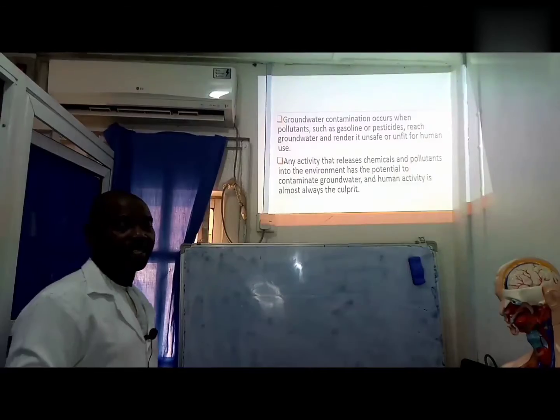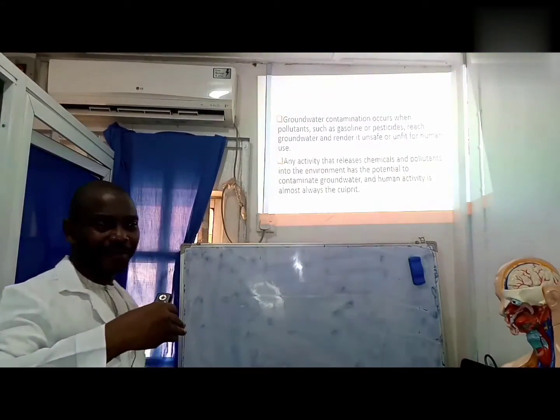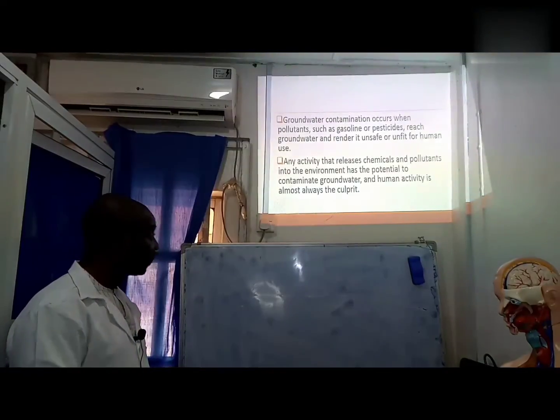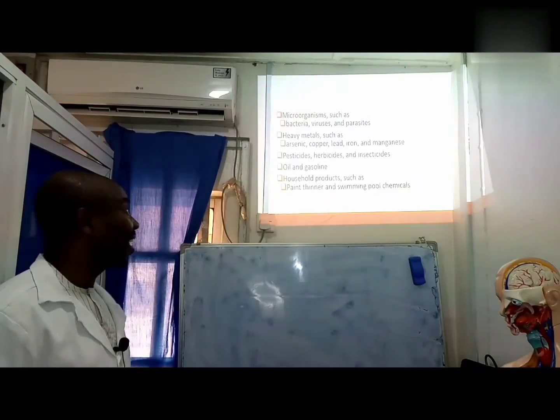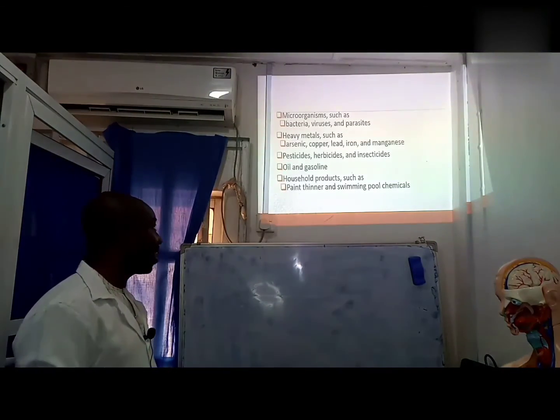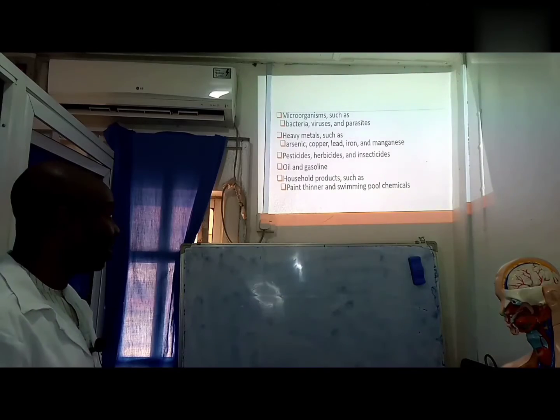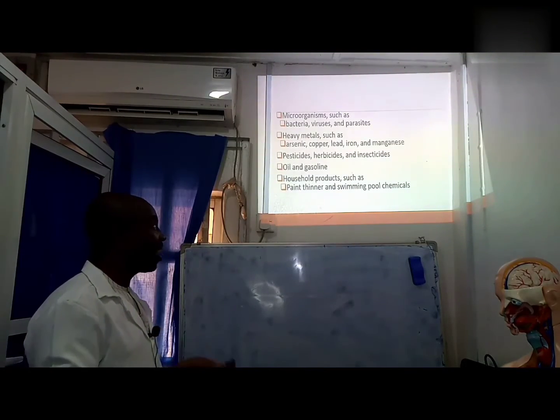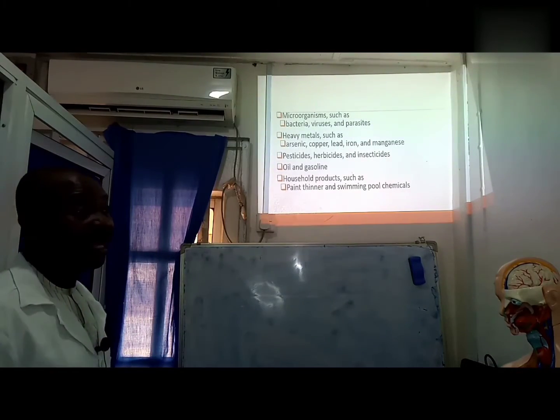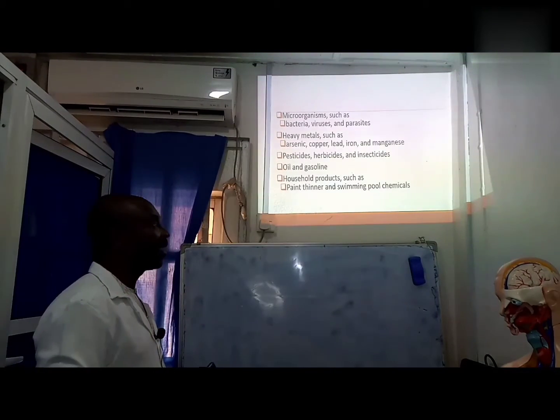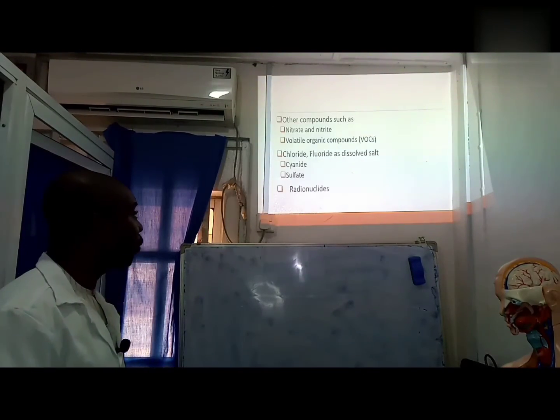So as analysts, we must be poised to be able to detect this. And it can also be found in there. Then pesticide, herbicide, insecticide, oil and gasoline, household products, paint thinners, swimming pool chemicals can be found there. And so our design must capture all of that.